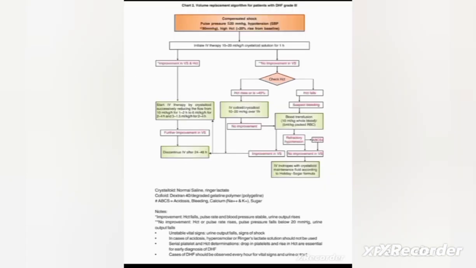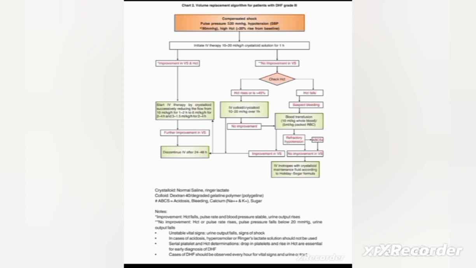In grade 3, that is the volume replacement algorithm for patients with dengue hemorrhagic fever grade 3, the patient will show circulatory failure. So there may be a chance of compensated shock. Pulse pressure will be less than 20 millimeter Hg. Systolic hypotension will be present. Then high hematocrit values will be present. In this condition, we start with IV therapy, that is 10 to 20 ml per kg crystalloid solution. Here not only crystalloid, we also give colloid solution.